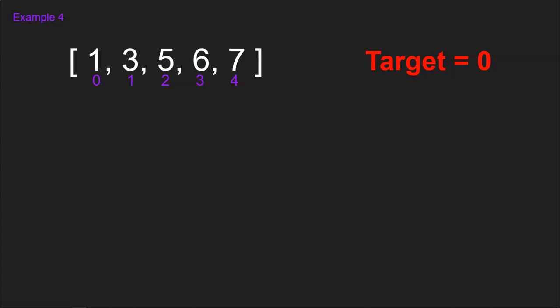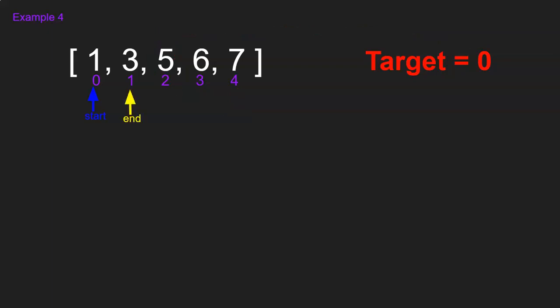Let's look at another example where we have an array with values 1, 3, 5, 6 and 7 and the target is 0. As usual, start is pointing to 0th index and end is pointing to 4th index. Now apply the binary search, find the mid pointer, which is pointing to index 2, and the mid element is 5, which is clearly greater than the target element.